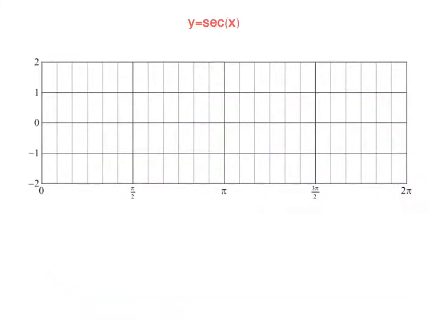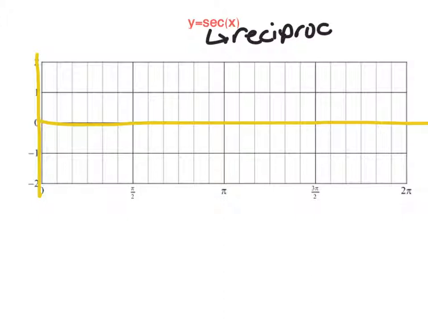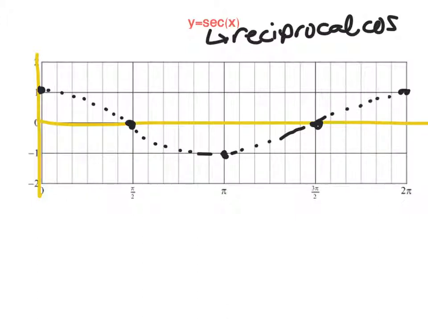Next, we're going to look at secant. Okay, so if I want to graph my secant, that is the reciprocal of cosine. So I'm going to graph my cosine, which is 1, 0, -1, 0, 1, still keeping in mind my 4 quadrants. And if I were to lightly draw in that graph, it looks like a bowl.